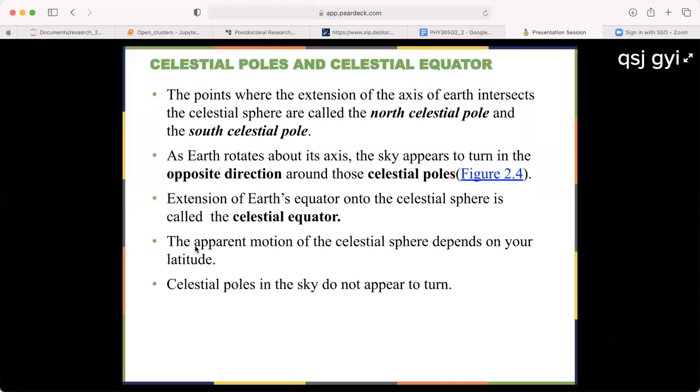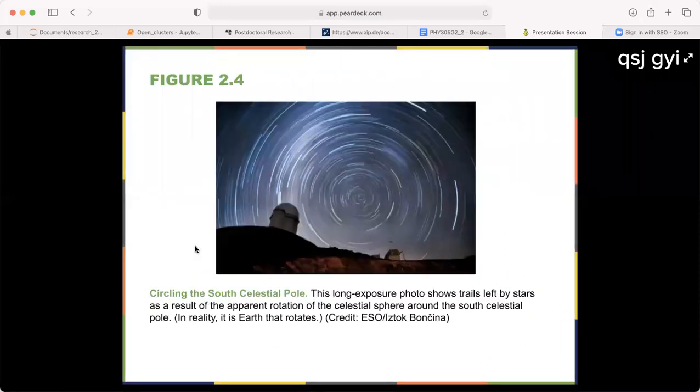Now, the motion of the celestial sphere and all these objects will be different for them than for us, right? So that is one important thing that we have to understand, and you will see how it works in these coming slides. Now, here is a real image that was taken of the South Pole.